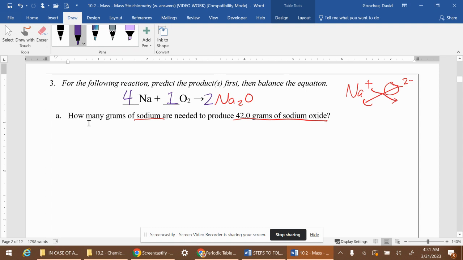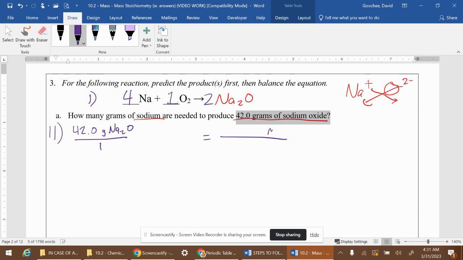Okay? And now we can begin the rest of the problem. All right, that was part 1, balance the equation. Part 2, I give you 42.0 grams of sodium oxide. Your first step in any stoichiometry problem is take your starting amount and convert it into moles. So here we go. We're going to start with 42 grams of sodium oxide, and we got to convert it into moles of sodium oxide, okay?